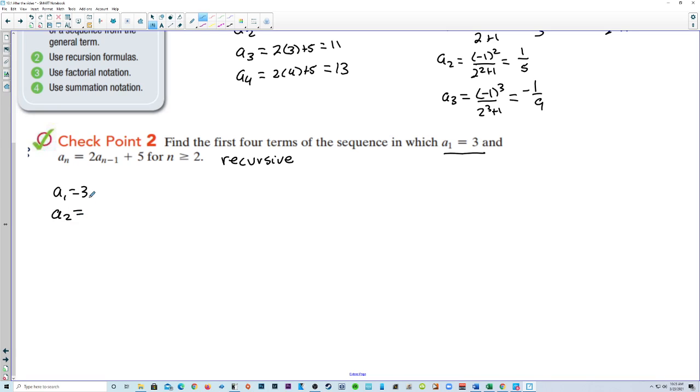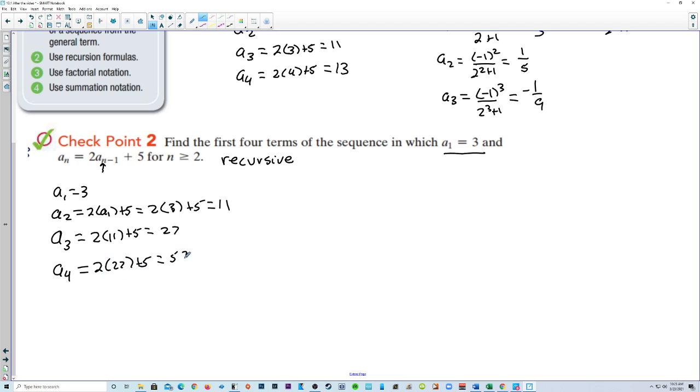A sub 2 is going to be 2 times a sub 1 plus 5, when you plug 2 in for that n right there, which is 2 times 3 plus 5. So that's 11. A sub 3 is 2 times the a sub 2, which is 11, plus 5, and that's going to be 27. A sub 4 is the previous term times 2 plus 5. That's, let's see, that's going to be 54. I'm getting 59. 59. Yep.